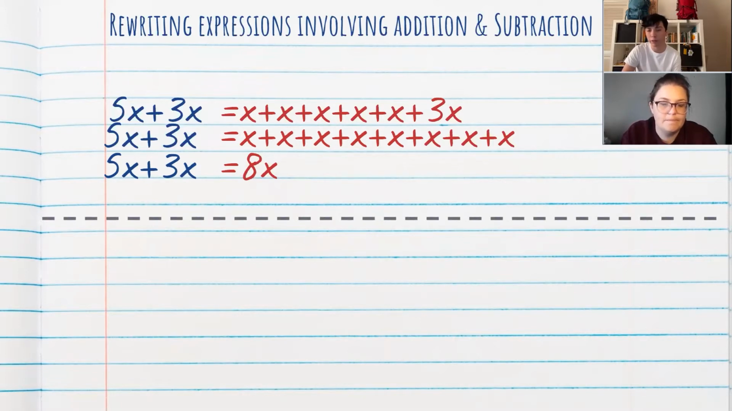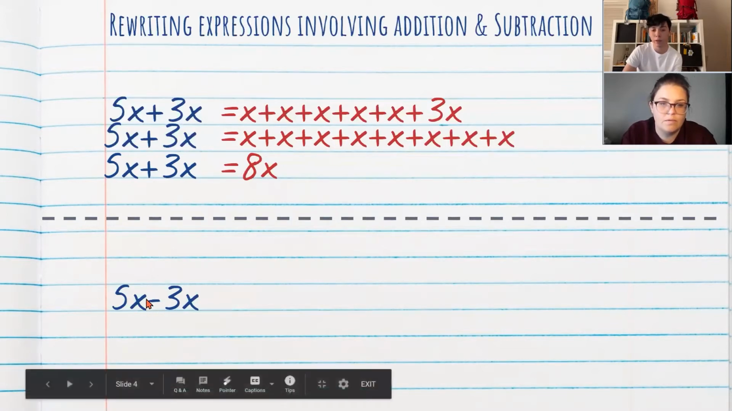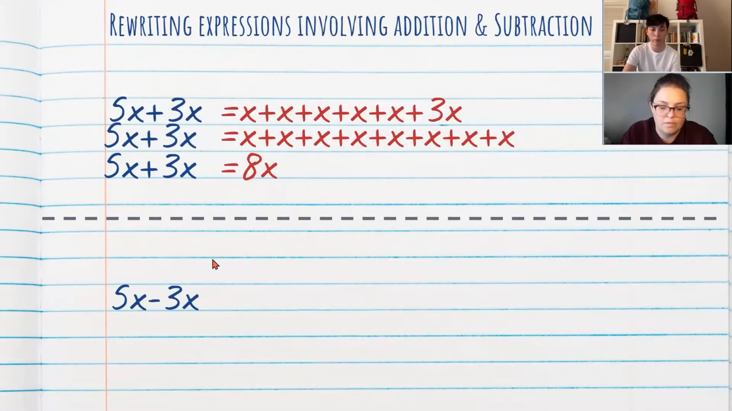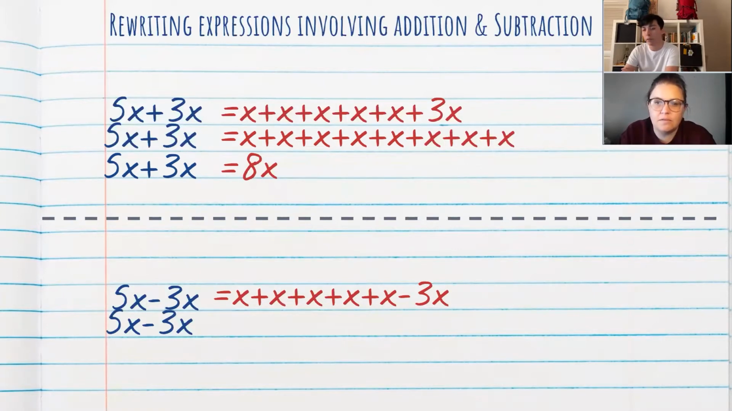So separate this out in your notes. 5x minus 3x. You see that the difference between this expression and the last expression is just the operation symbol. We're subtracting instead of adding these terms. So how would we expand this out, Ms. Hilton? So again, for the first step, we're going to write 5 x's, x plus x plus x plus x plus x, and then we'll write the rest of the equation, which is minus 3x. And then how would we expand out the minus 3x? So for this next part, instead of writing plus x 3 times, we're going to write minus x.